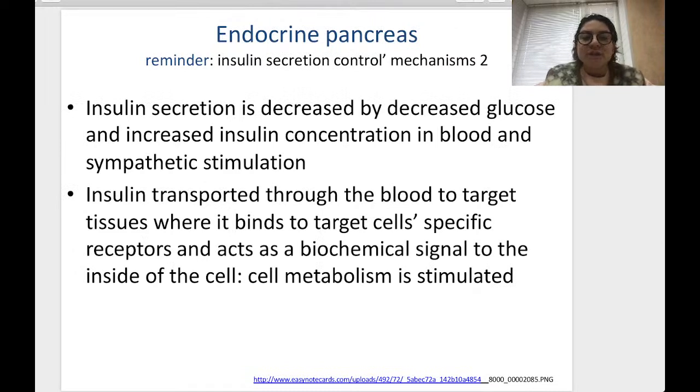Insulin secretion is decreased by decreased glucose, increased insulin concentration in blood, and sympathetic stimulation. Insulin is transported through the blood to target tissues, where it binds to target cell-specific receptors and acts as a biochemical signal to the inside of the cell. Cell metabolism is stimulated in this case.